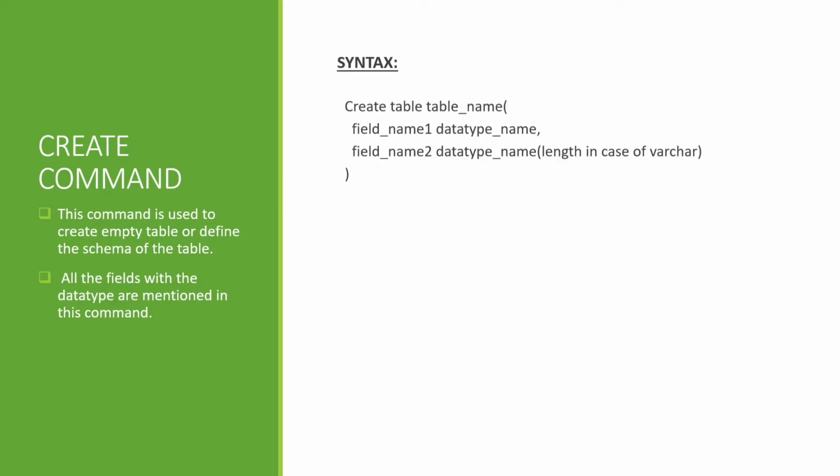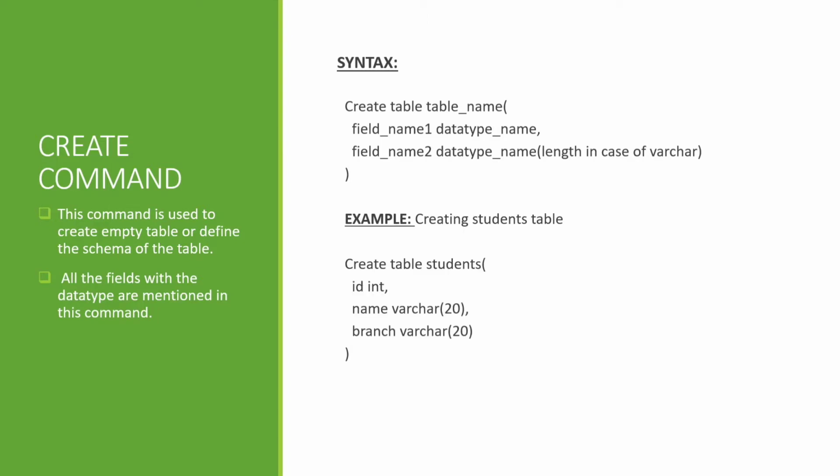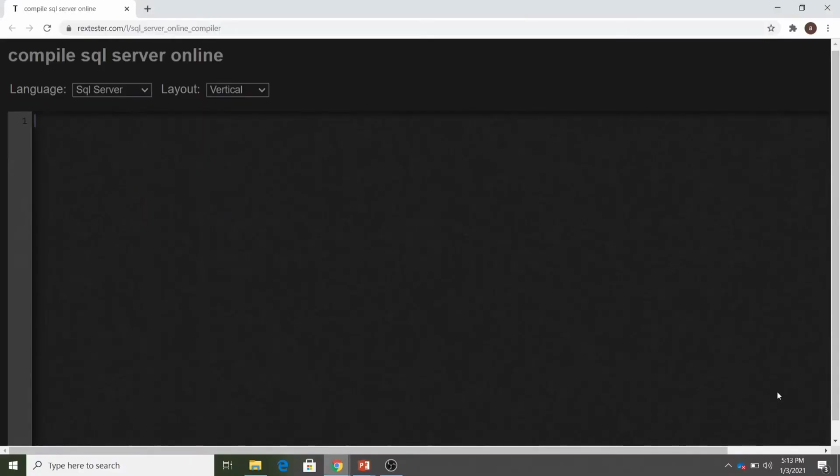Now let's look at the syntax of this command. So the syntax is create table, table name, and within the brackets we mention the fields that we want in our table. Okay. So now let's look at one example of this create command. You can see in this example that we are creating a students table using the create command, and we can mention different fields, space, the data type of that field. So now let's go to our online SQL server.